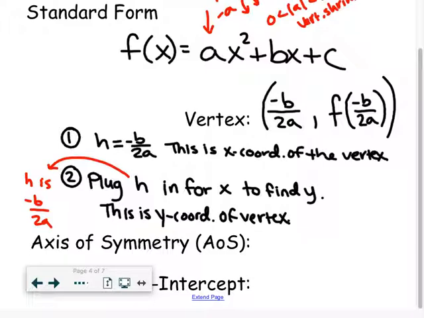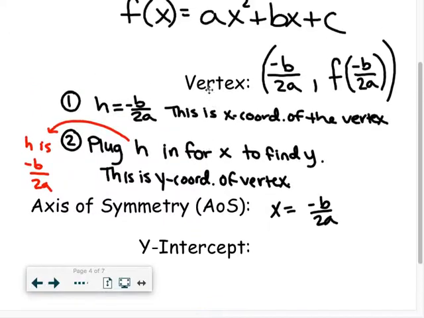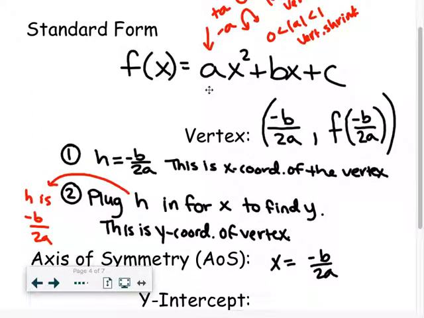Okay, what would the axis of symmetry be then? Yeah, it's x equals h, which h is the opposite of b over 2a. So let's say that the axis of symmetry is x equals the opposite of b over 2a. But remember, if you did the work for the opposite of b over 2a previously, you don't have to redo the work. You just write the number there. And then, y-intercept. How do you find the y-intercept of a function in general?